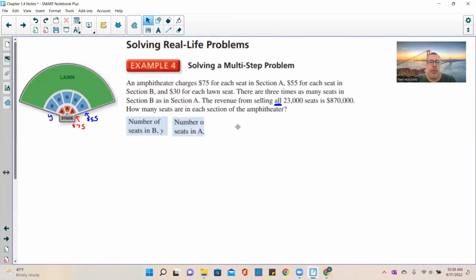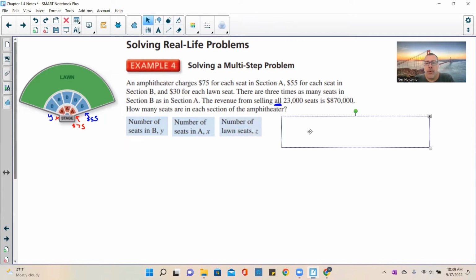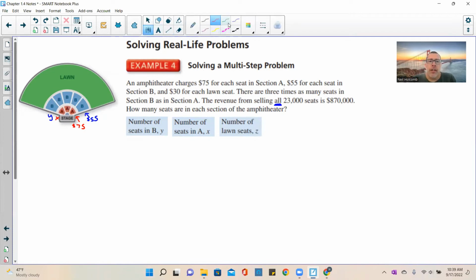We're going to call the number of seats in section A, the expensive seats, X. So these are X, these are Y, and also we've been using X, Y, and Z, so the number of lawn seats is going to equal Z. I will use green for the lawn, and these are Z.